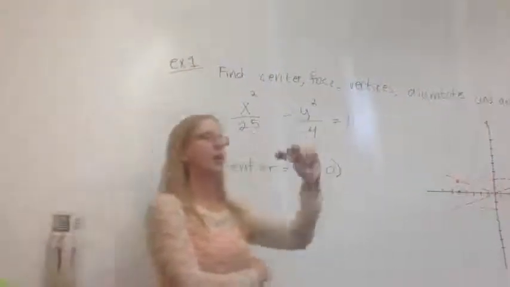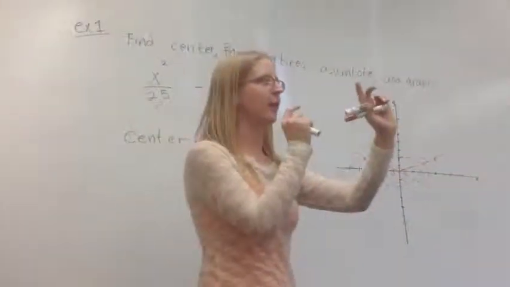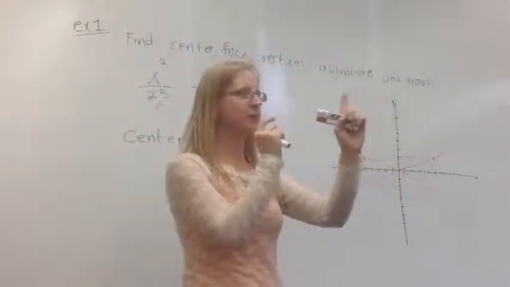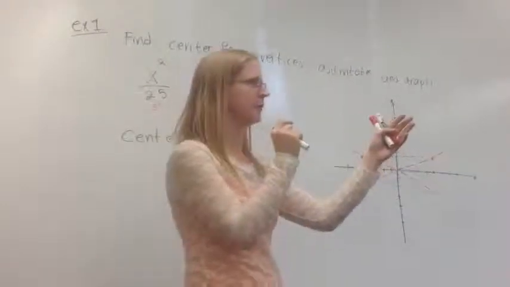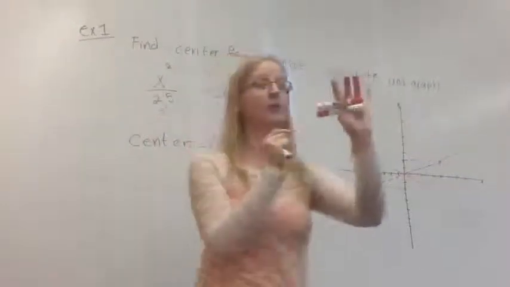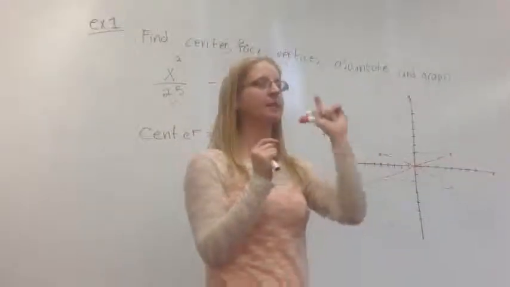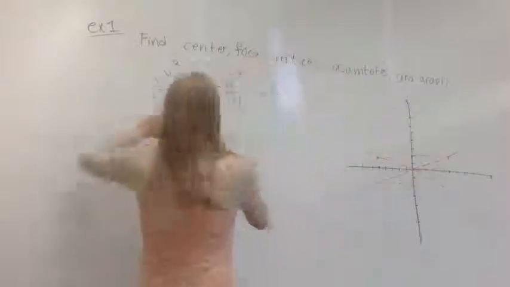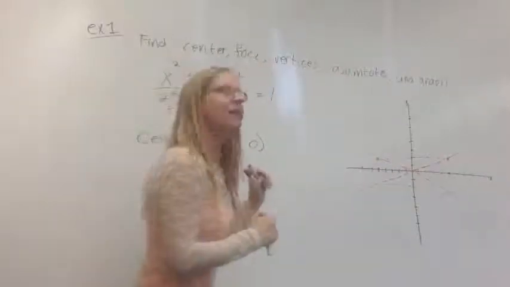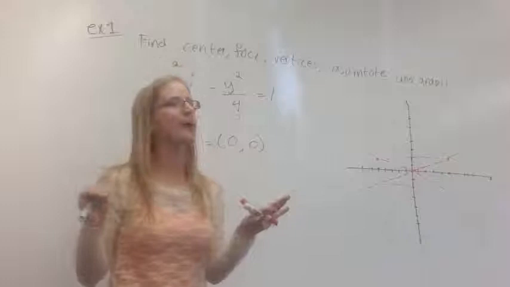Okay, hold on. I heard two things really quick. I heard "because under the x is bigger," and I also heard "because x was first." I also heard "because x was squared." Only one of those was correct, and it's because x is first. For ellipses, it mattered which one was bigger. Not for hyperbolas. It matters which one is first.